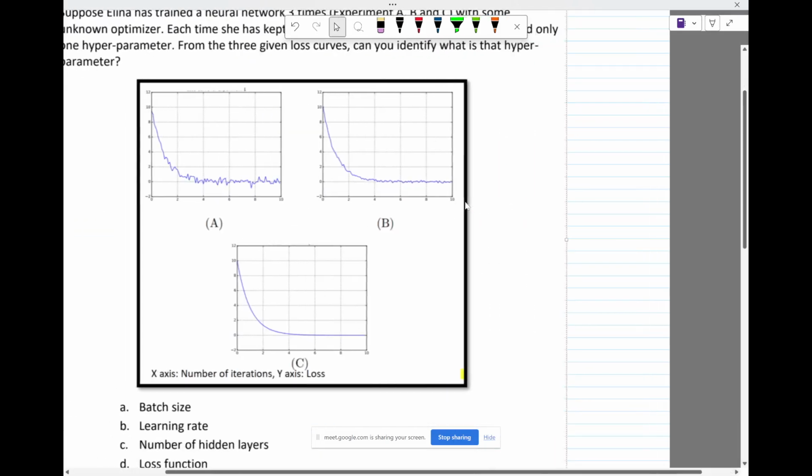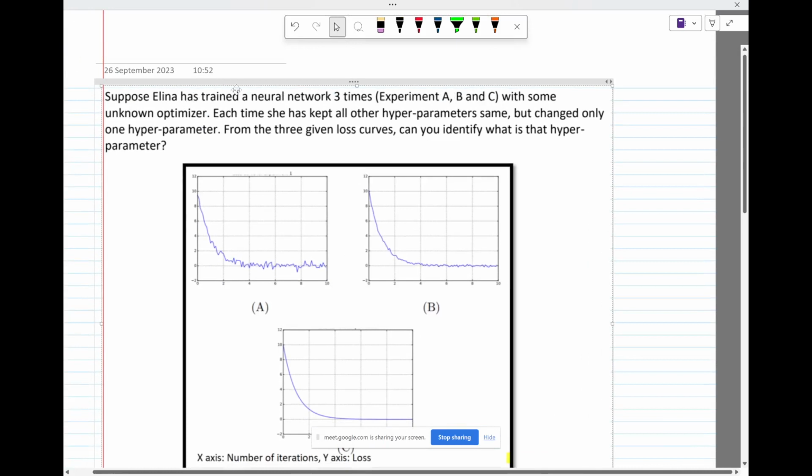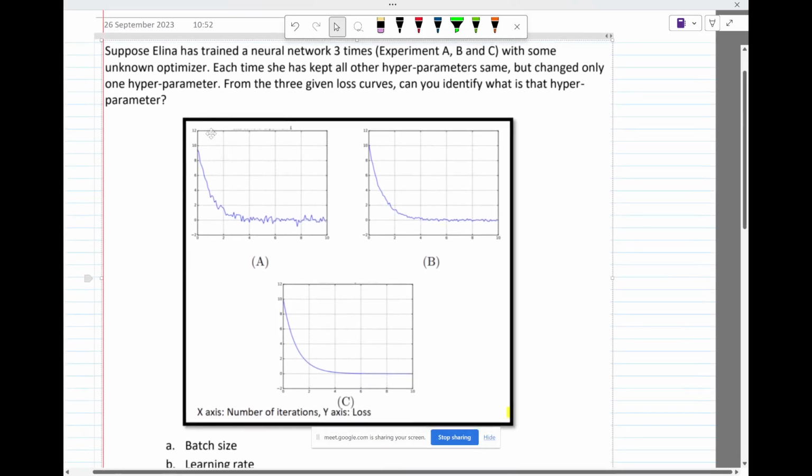So let's look at this question. Suppose Elena has trained a neural network 3 times, experiment A, B, and C, with some unknown optimizer. Each time she has kept all other hyperparameters same, but changed only one hyperparameter. So in these 3 experiments, one hyperparameter has been changed while training a neural network. From the 3 given loss curves, can you identify what is that hyperparameter? So we have to identify what is the hyperparameter that was changed in these 3 experiments.